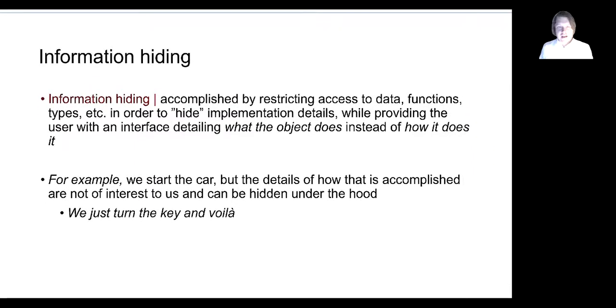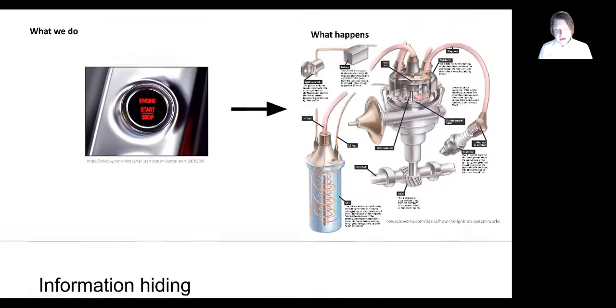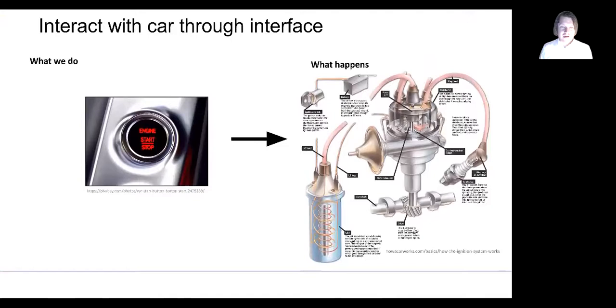This idea kind of stems from information hiding. Information hiding is accomplished by restricting access to data, functions, types, etc., in order to hide implementation details while providing the user with an interface detailing what the object does instead of how it does it. I think a good example here is the push button start or the key start of a car.